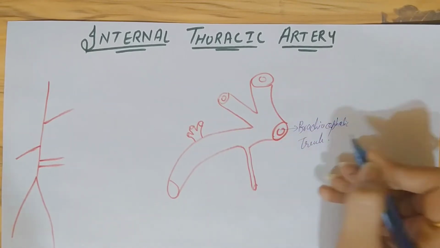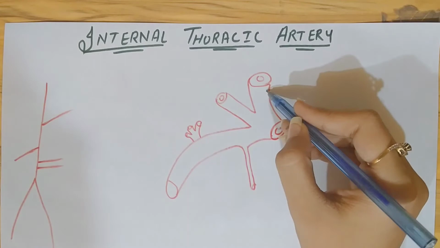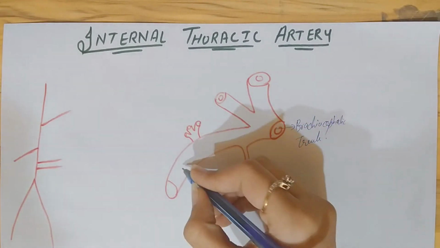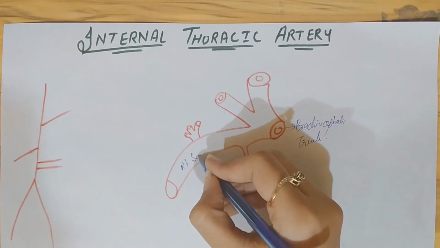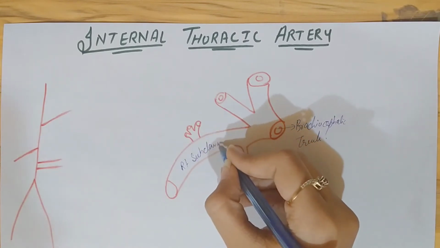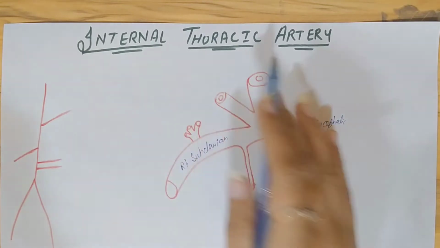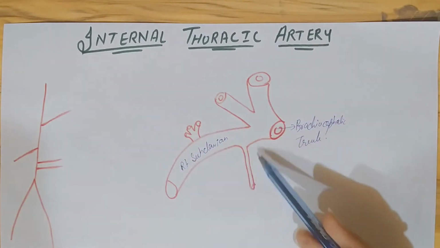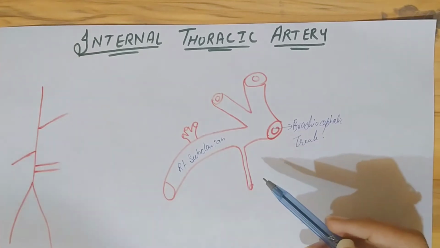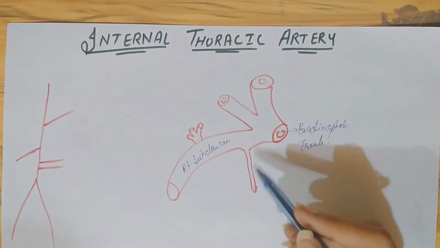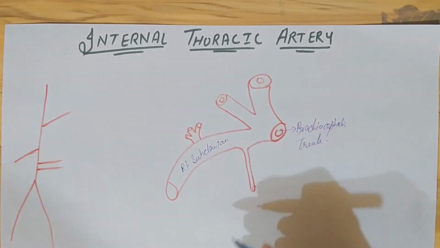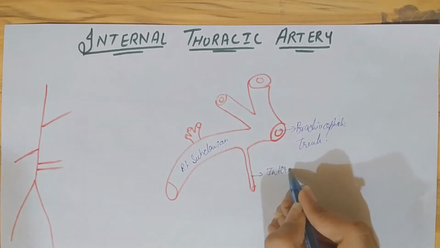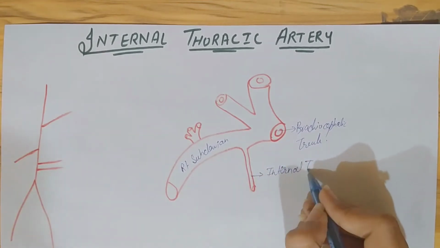From the brachiocephalic trunk, we have our right common carotid and the right subclavian. See, here we have the right subclavian. Our major focus should be on the right subclavian, as the internal thoracic artery is the branch of the subclavian artery from its first part. So, the right subclavian artery in its first part gives the branch that is known as the internal thoracic artery, which is the major focus here.